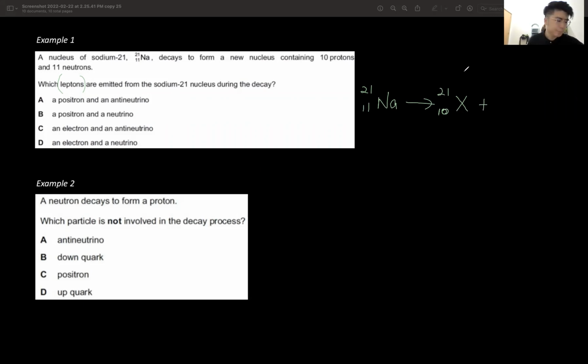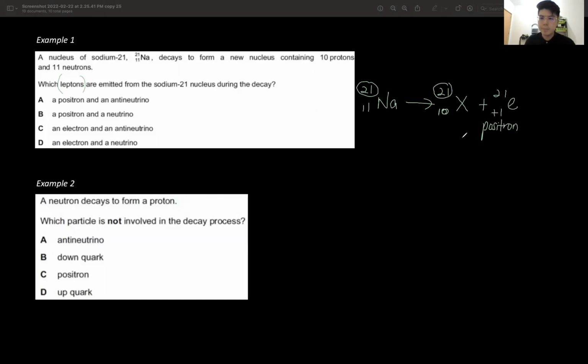So the proton number has decreased. So this one must be E, 21. Why do I know it is E? Because this one is the same, 21 and 21. So it cannot be alpha or other things. So it must be a beta. So 21 and this one is +1. What is this, +1? Electron with a positive charge. This is a positron.